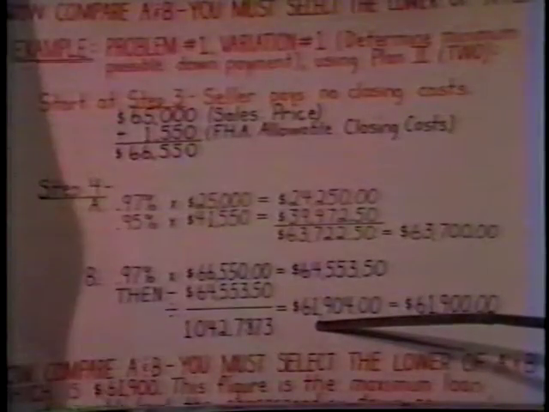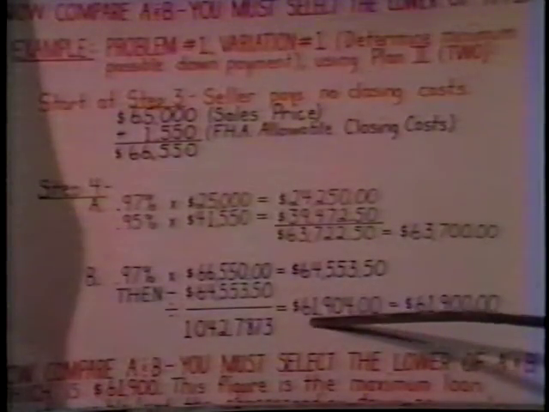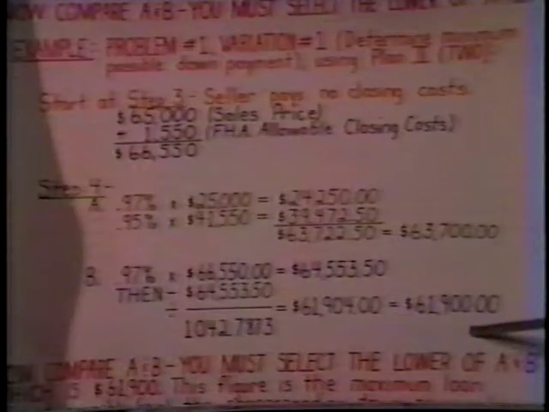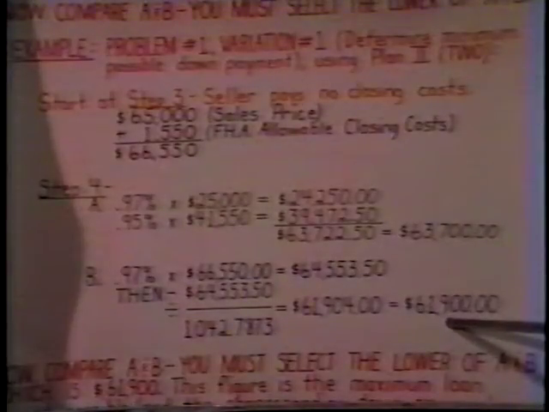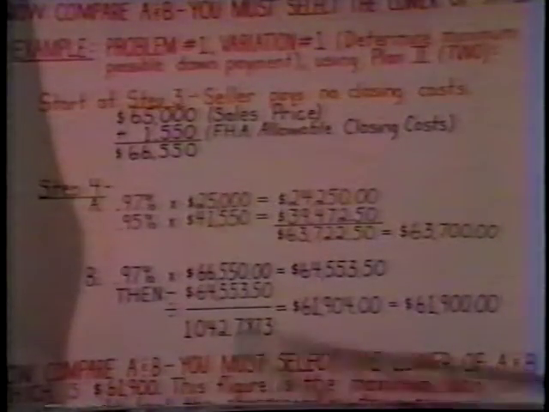1072. 1072. Okay. All right. Now anyway, we work that out and we round down. We get 61.9, don't we? Okay, we're going to take the higher or the lower, Grace? Lower. We're going to take the lower, okay? Now it becomes 61.9. Now that's our maximum loan amount, isn't it?